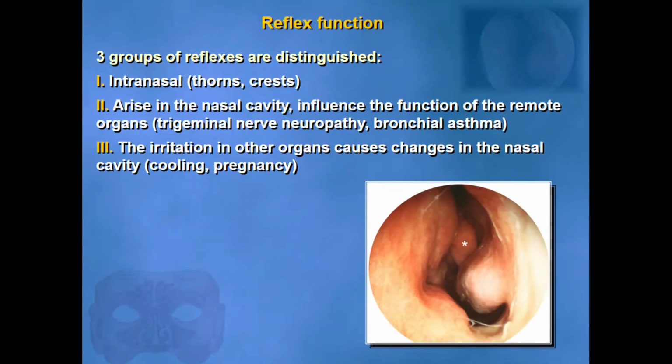So, reflex function. One reflex we mentioned is sneezing, but there are other reflexes. Three groups of reflexes are distinguished. Intranasal ones are due to different deviations of the nasal septum. Others arise in the nasal cavity and influence the function of other organs, for example, in the case of bronchial asthma. And sometimes the irritation of other organs can cause changes in the nasal cavity.